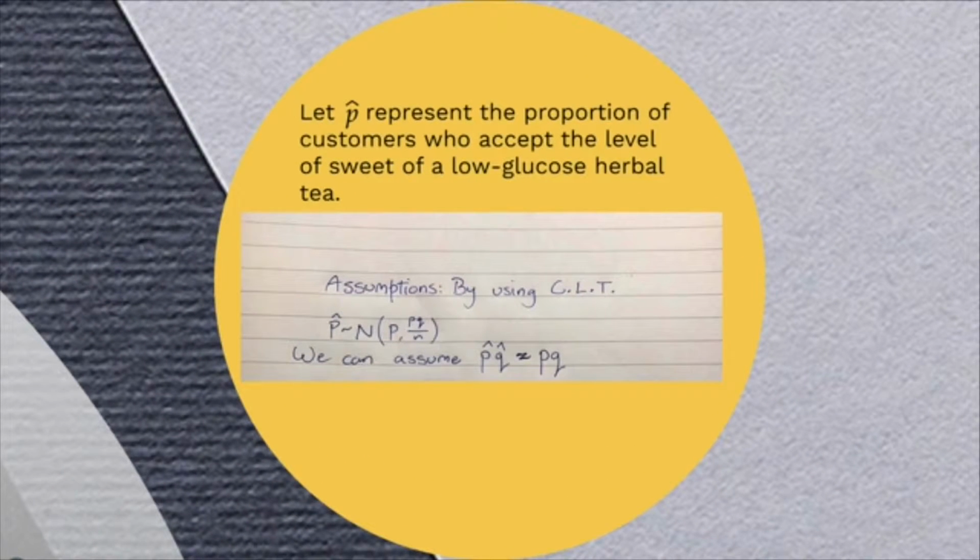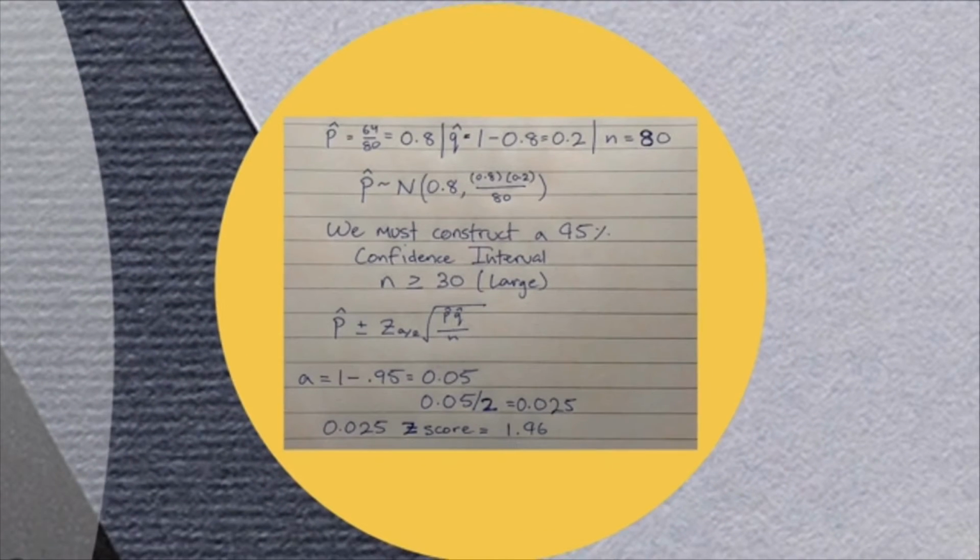With this question, there are certain assumptions we must make. As we have the sample size but no mean and standard deviation, we cannot use the normal equation. We can let p hat represent the proportion of customers who accept the level of sweet of a low glucose herbal tea. Secondly, using the central limit theorem, we can also assume that the normal distribution of p hat is as follows in the given equation. As the sample is considered large, it is safe to assume that p hat times q hat is approximately equal to p times q.